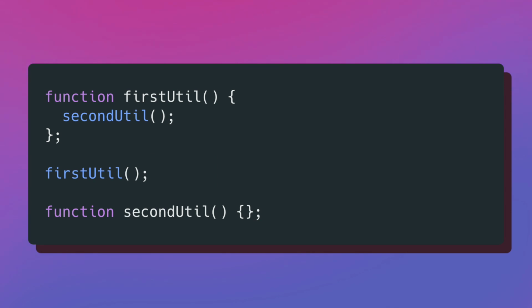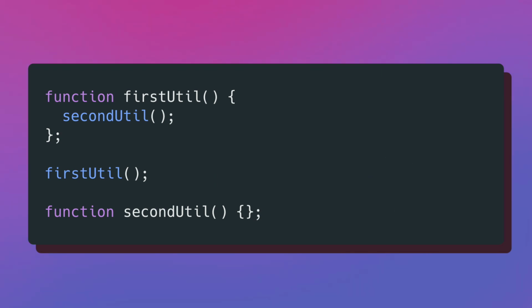So I'm going to show you this in the next couple of code blocks. Here I have a code block with two methods, first util and second util. Inside my first util method, I call second util. So after our first function declaration, I call first util, which is actually getting called before I even declare second util. But since all function declarations get hoisted to the top, we're all good.